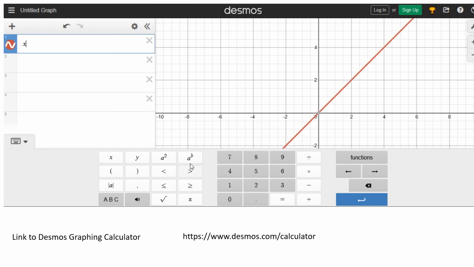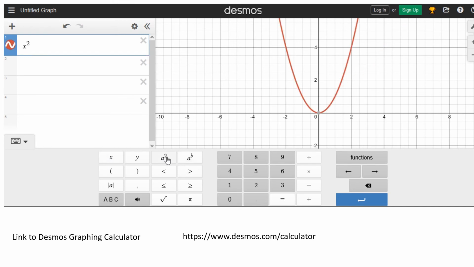So I'll write x to the power 2, then I'm taking plus y square. Now I need to put y to the power 2. This is what I use from the keypad, and then both of them are equal to 4. So if you can see, this is the circle.